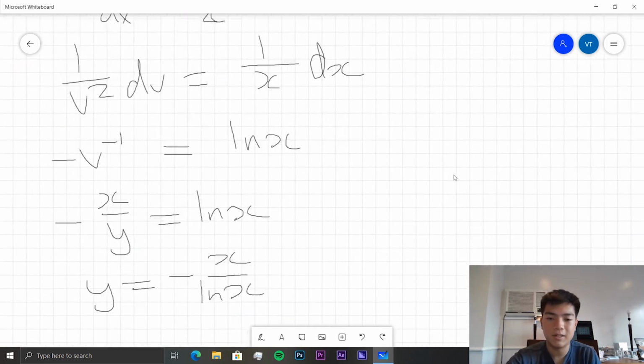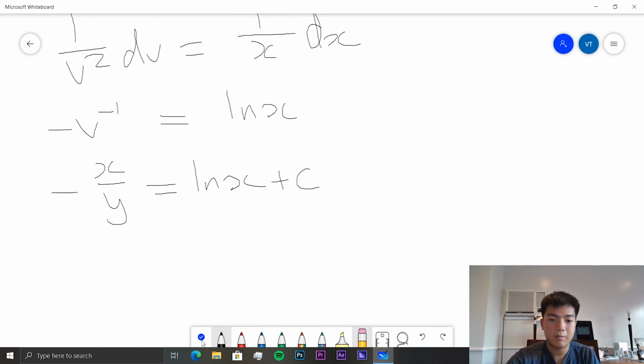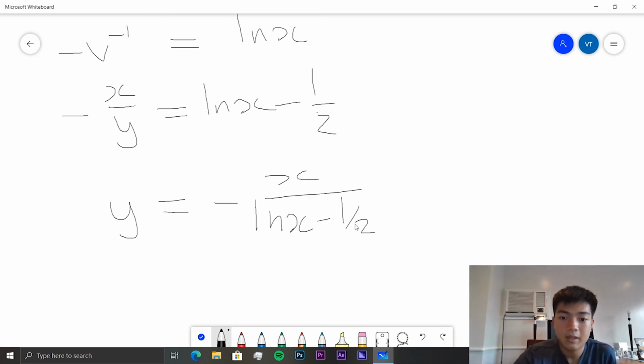Plus c for y of 1 equals 2, of course. So we have ln x plus c. So when y is 2, x is 1, so negative 1/2 is equal to ln 1, which is 0, plus c. So your c is equal to negative 1/2, which does complicate matters a bit. So we have y is equal to negative x over ln x minus 1/2, which is of course equal to 2x over 2 ln x minus 1.